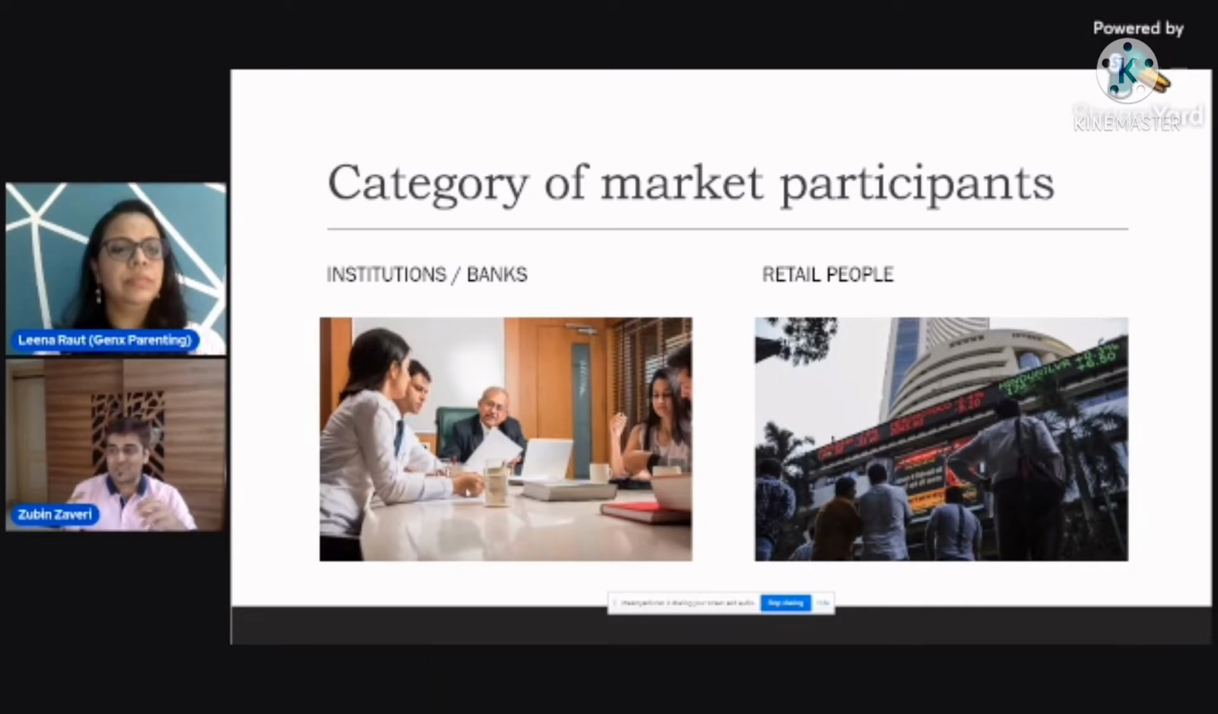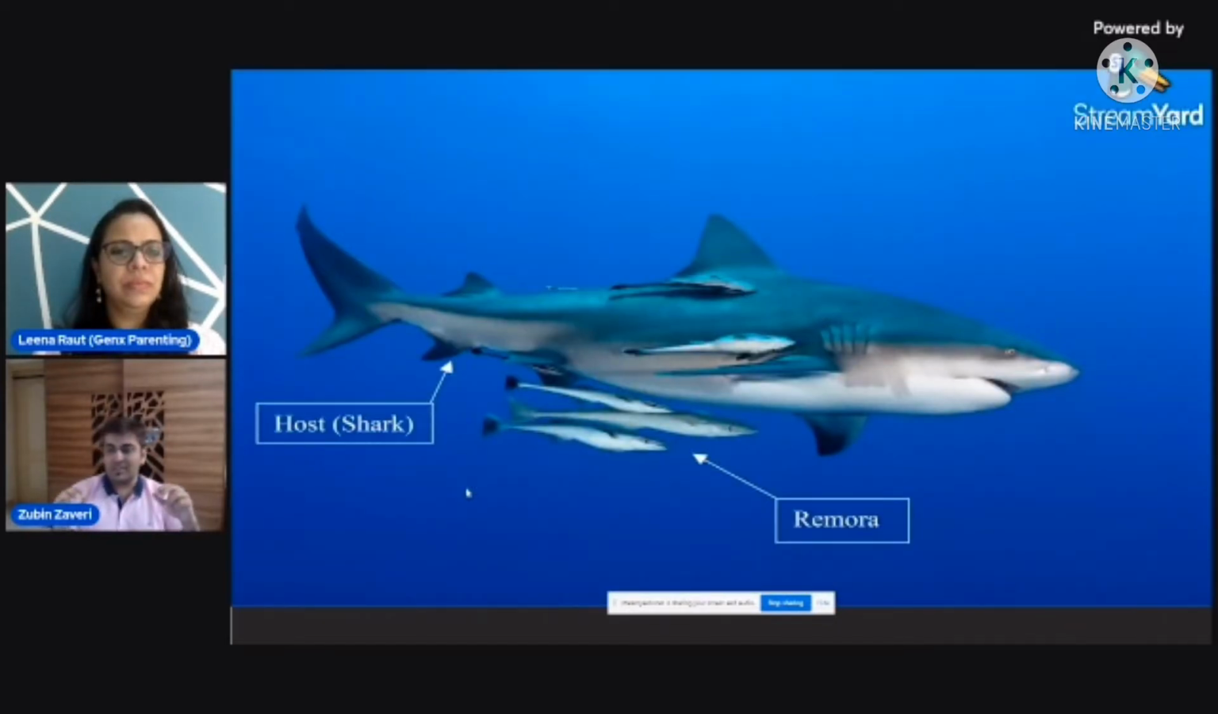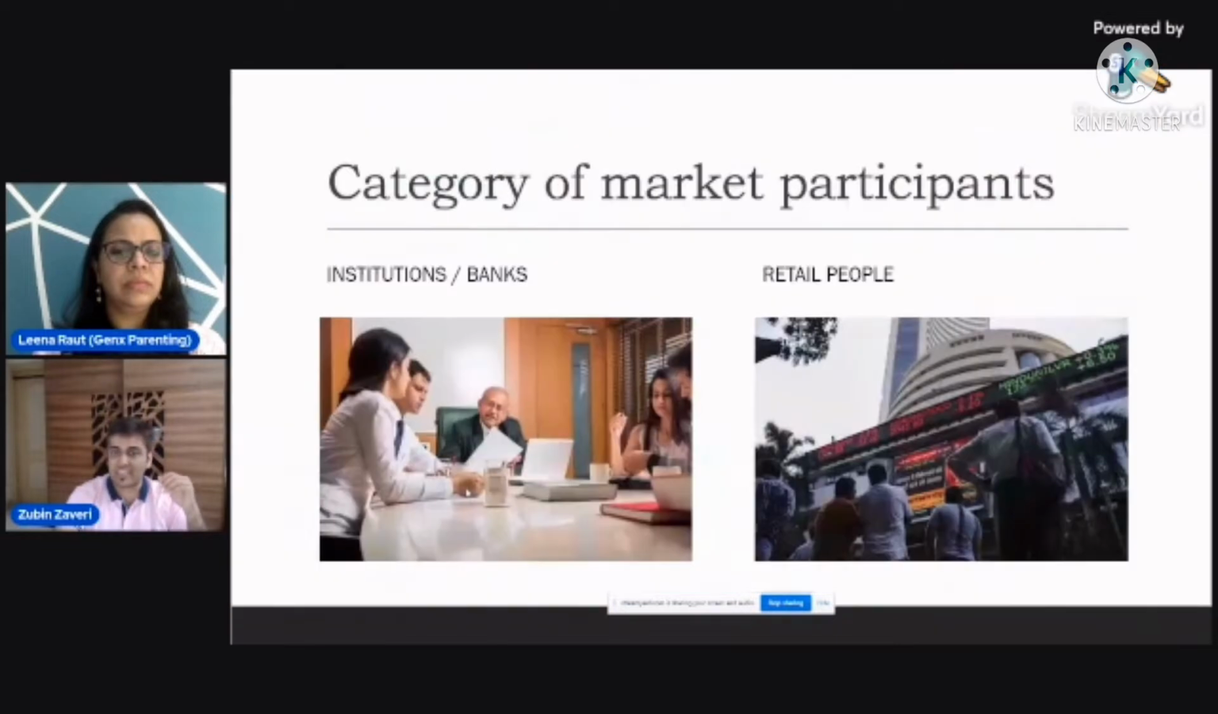So understand, if we compare this entire stock market to a deep ocean, then in this deep ocean, we the retail people are very small fish. Generally, how do these retail people buy and sell? How do they select stocks?